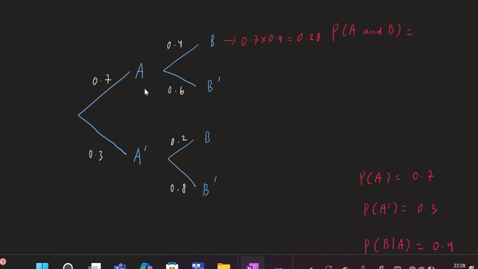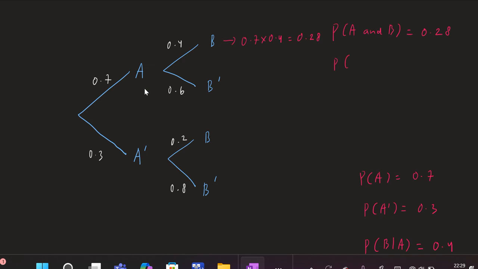We know the probability of A and B means the probability of event A and event B happening at the same time. So it will be 0.7 times 0.4, which is 0.28. Yes, that's correct. Okay, next.